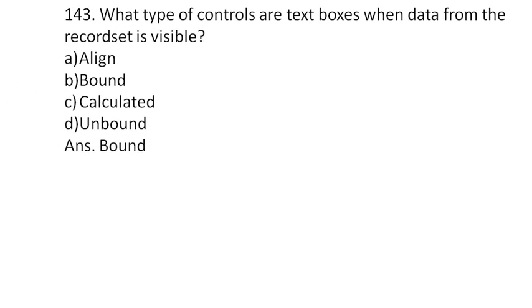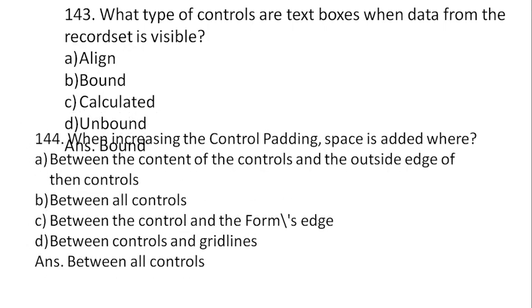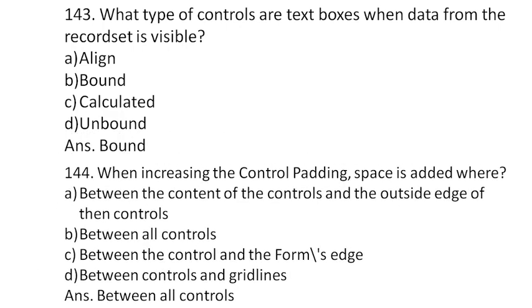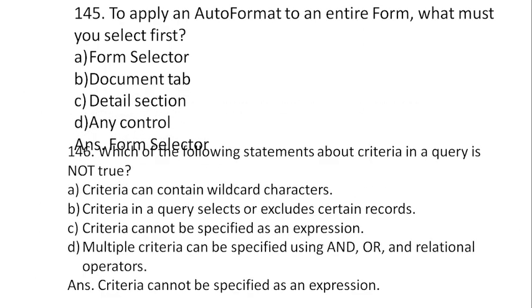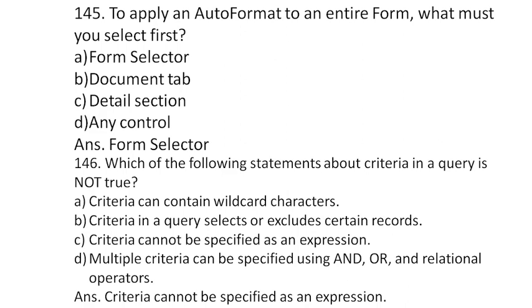Next, what type of controls are text boxes when data from the record sheet is visible? The answer is bound. Next, when increasing the control padding, space is added where? The answer is between all controls. Next, to apply an auto format to an entire form, what must you select first? The answer is form selector.